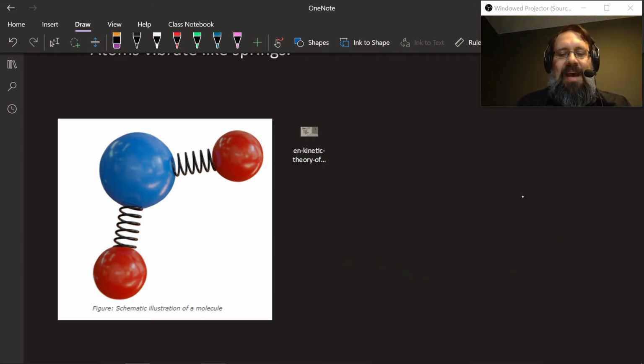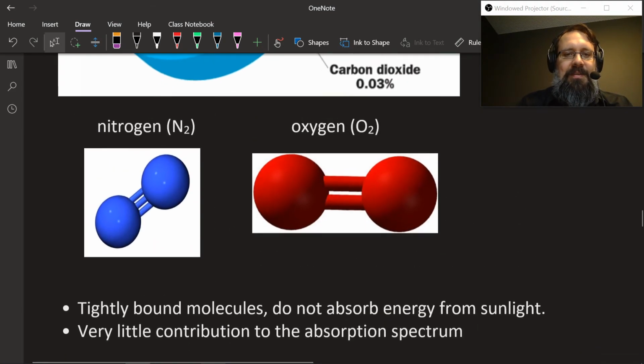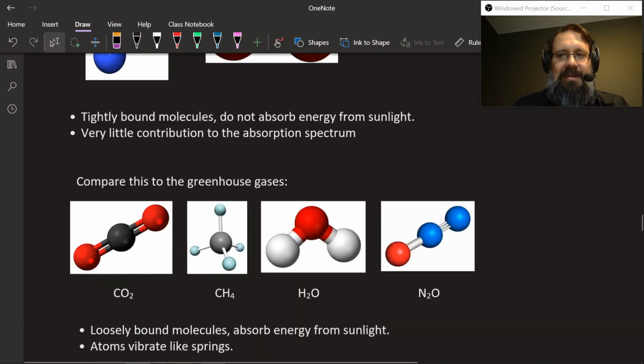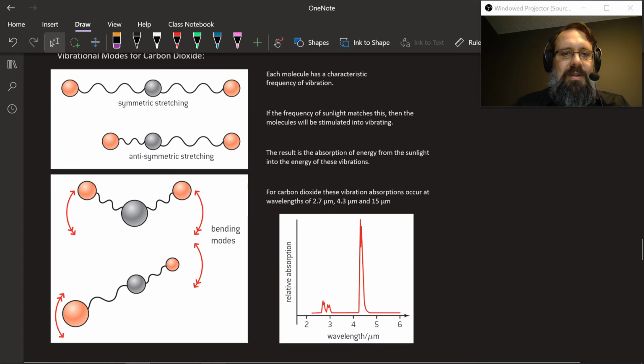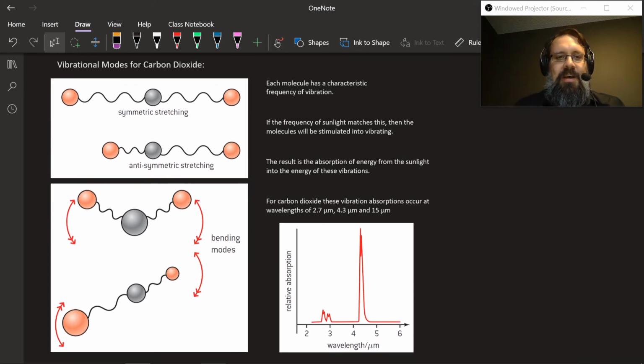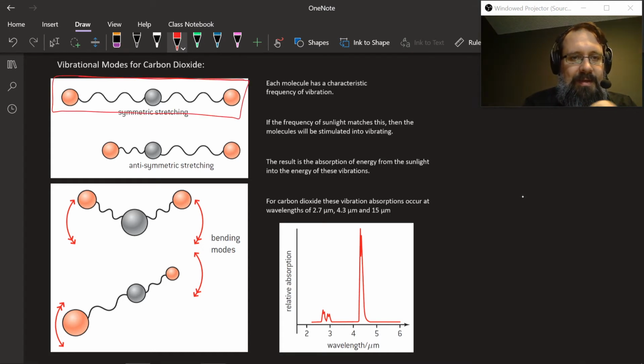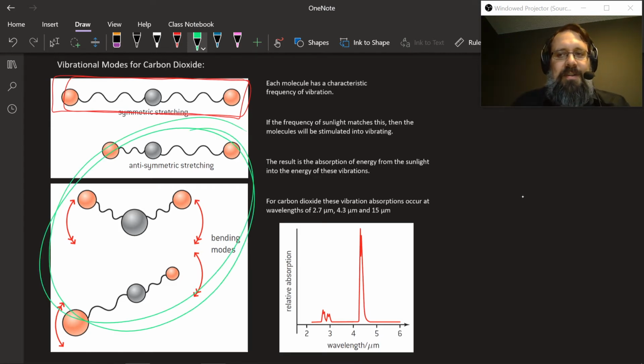Whereas it can't do that to these molecules up here. They're too tightly packed together. But when you have these loose hanging parts, they can be set into what we call vibrational modes. So here are some images of the vibrational modes of carbon dioxide. This one up here does not contribute to its greenhouse gas nature, but these ones do. These are the ones that cause the greenhouse gas nature.